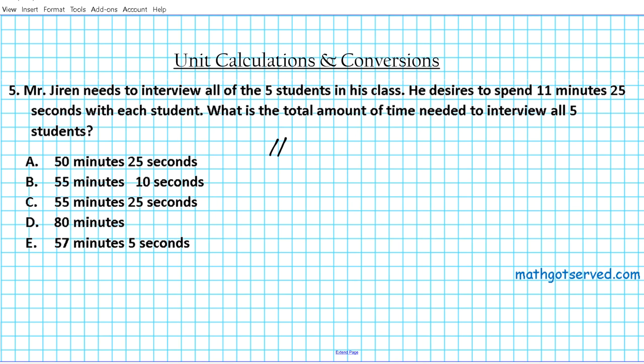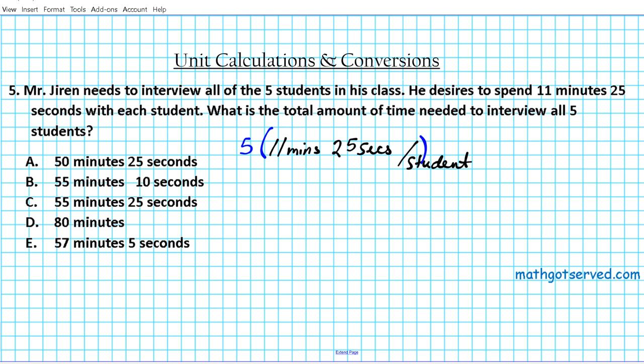Okay, so if you have 11 minutes and 25 seconds per student, then how much time do you need for 5 students? So this is for 1 student, right? So for 5 students, you just simply multiply it by 5, right? All we do is multiply this time factor by 5, okay? So we'll multiply it by 5, then we'll know how much time we need for 5 students.